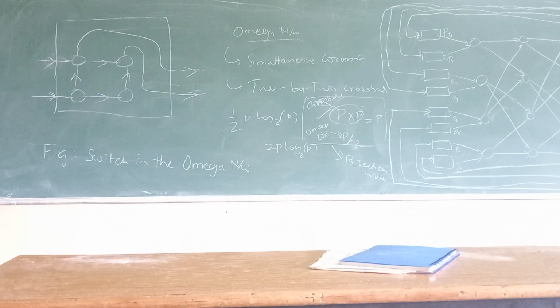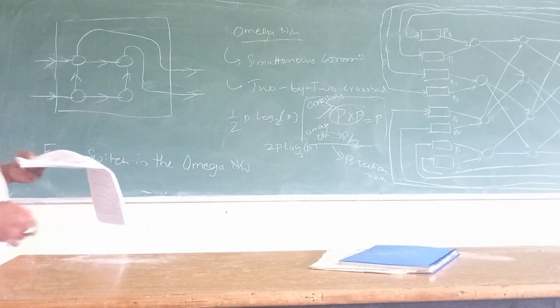Simultaneously P1 cannot communicate to P7. Processor P0 sends a message to processor 6. Then processor P1 cannot simultaneously send a message to processor P7.